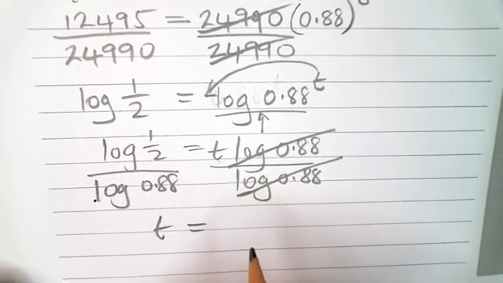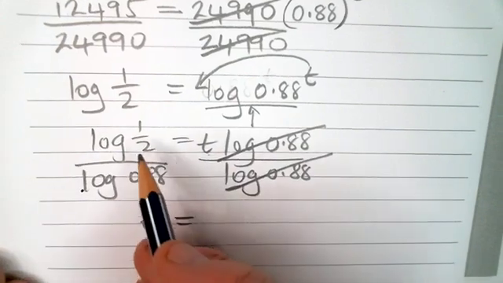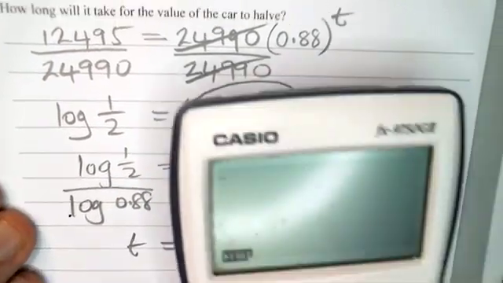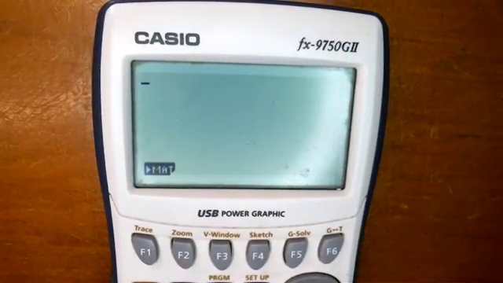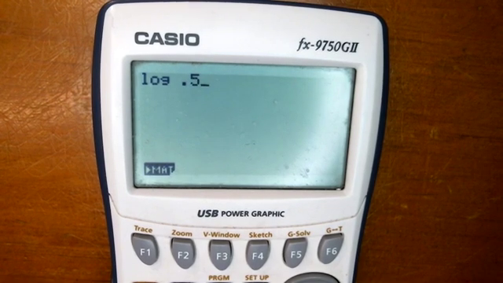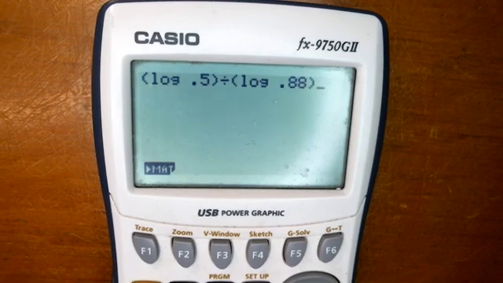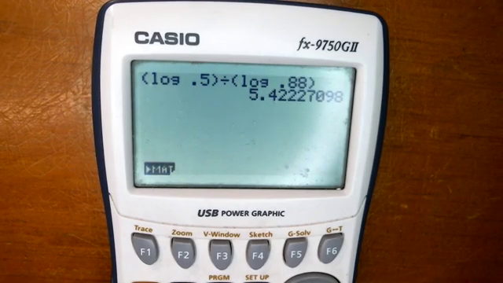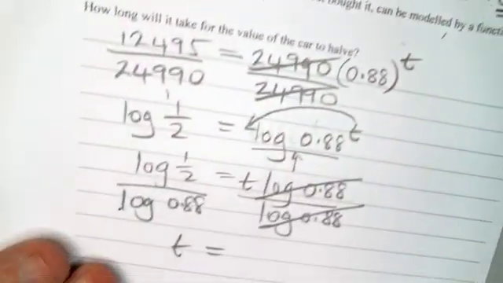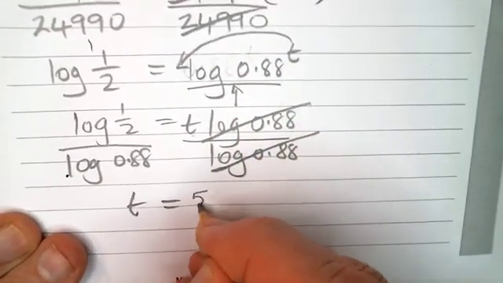So let's have a look what that would be. I'm going to put it straight into the calculator. So we've got log 0.5. I'll use decimals here, and I'm going to divide the whole thing. In fact, I'm going to put that in brackets, log 0.5, so I don't end up halving the 0.5, and then divide by brackets log of 0.88. See how that takes me. And I get 5.42. So t is going to be 5.42.